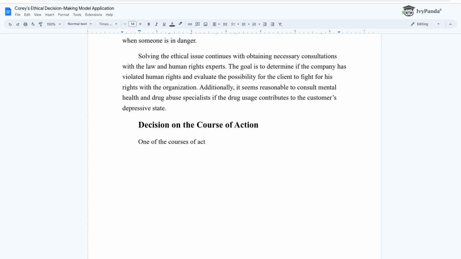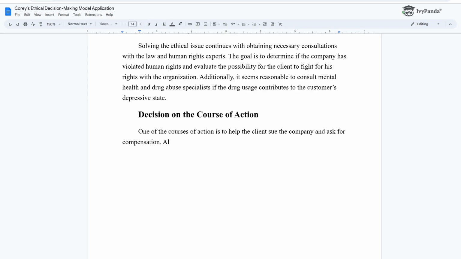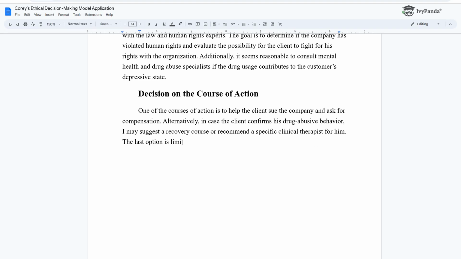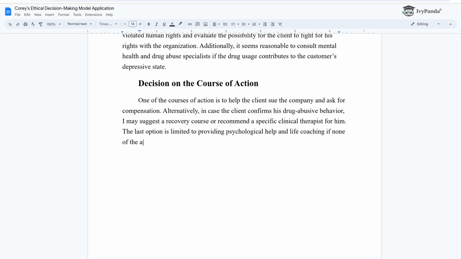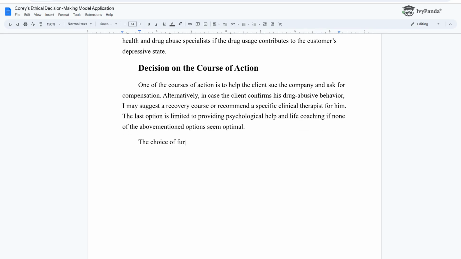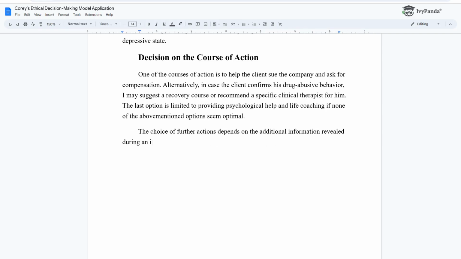Decision on the course of action. One of the courses of action is to help the client sue the company and ask for compensation. Alternatively, in case the client confirms his drug abusive behavior, I may suggest a recovery course or recommend a specific clinical therapist for him. The last option is limited to providing psychological help and life coaching if none of the above-mentioned options seem optimal.